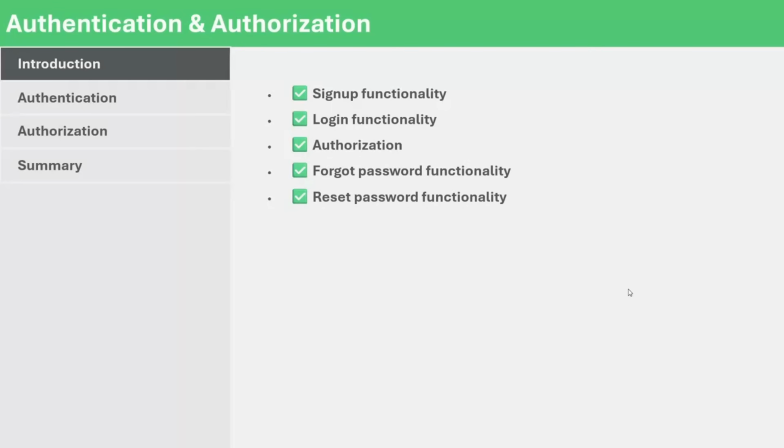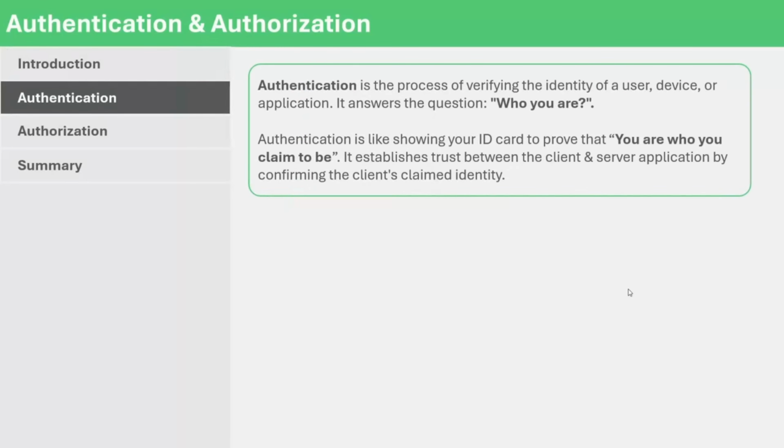And let's start this section by understanding what is authentication and why authentication is important in a real world web application. So what do we mean by authentication? Authentication is the process of verifying the identity of a user, device or application, and it answers the question who you are. In simple words, authentication is like showing your ID card to prove that you are who you claim to be. And it establishes trust between the client and the server application by confirming the client's claimed identity.